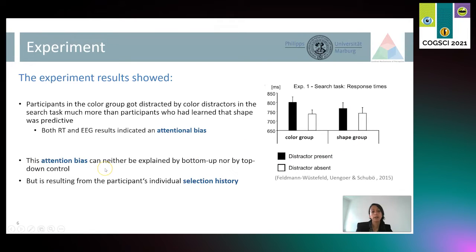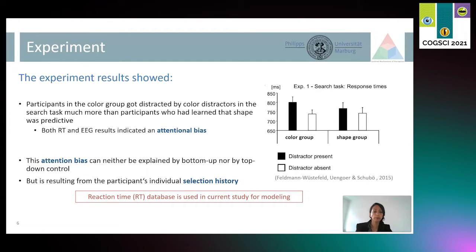This attention bias can neither be explained by bottom-up nor by top-down control, but is resulting from the participants' individual selection history. The reaction time database of this experiment is used in the current study for modeling.